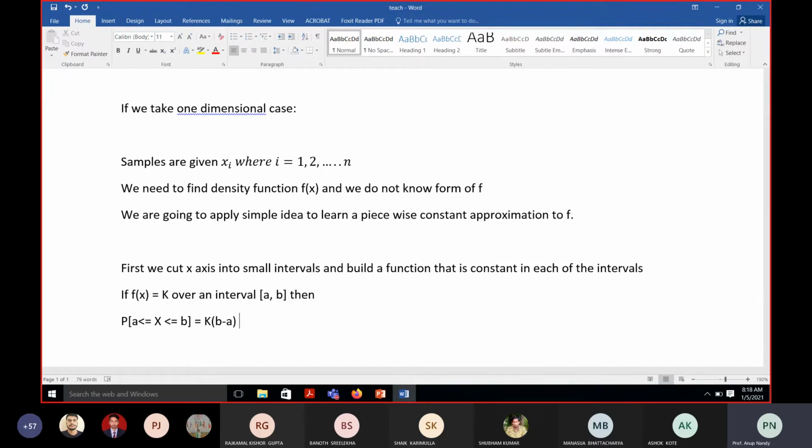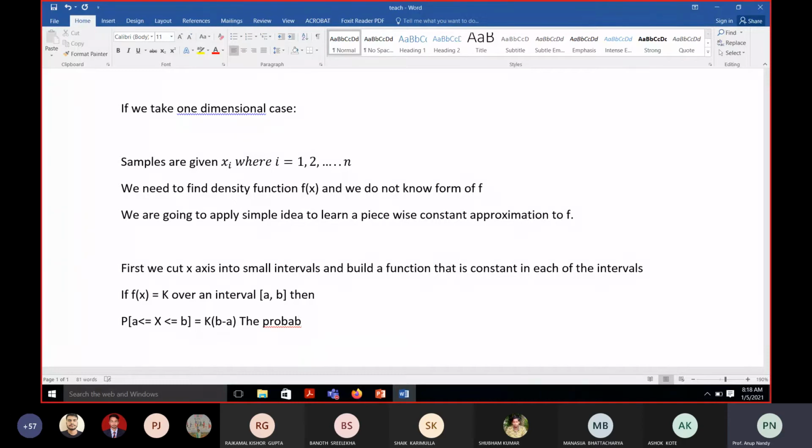For each interval, suppose you have a range from a to b, and within the range a to b you find some values, and each value falls under this region with the constant, then obviously this function is going to be approximated. So the probability that x is in the range a to b is k into (b minus a). So actually it is the probability.